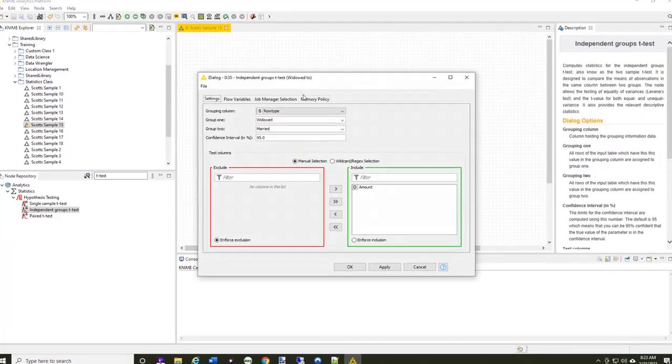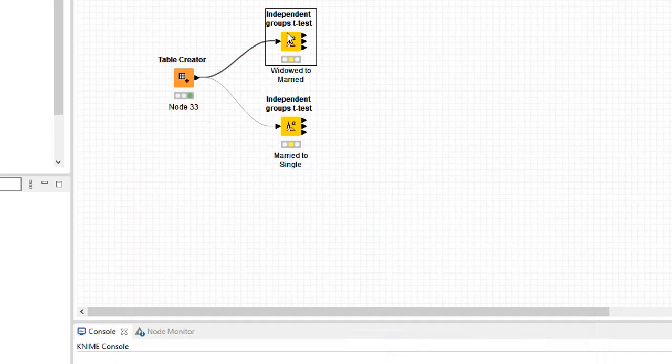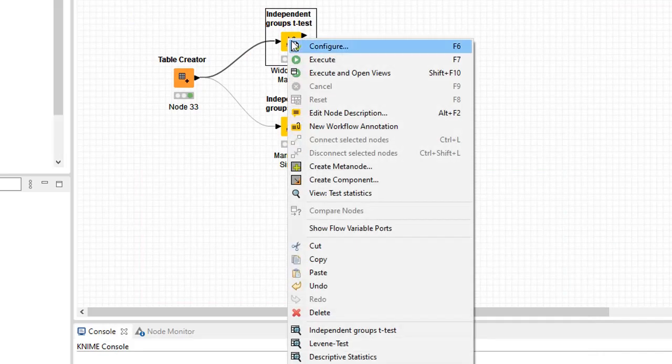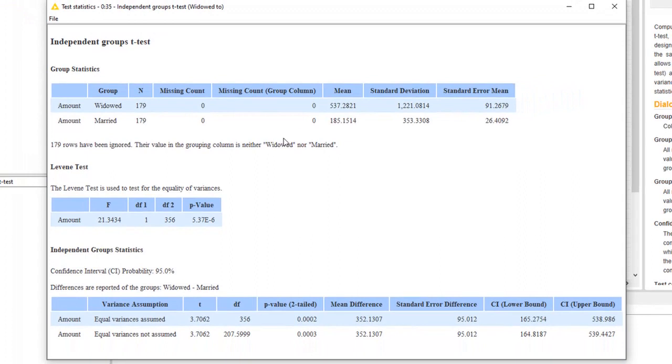And what the independent groups t-test is going to do, just like you saw in the last example, is take the row type and compare married to widowed with a 95% confidence interval. I'll go ahead and execute that and then open the views. And I can see the widow's average salary is $537 and the married is $185.